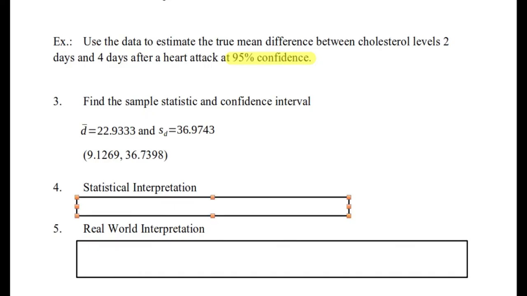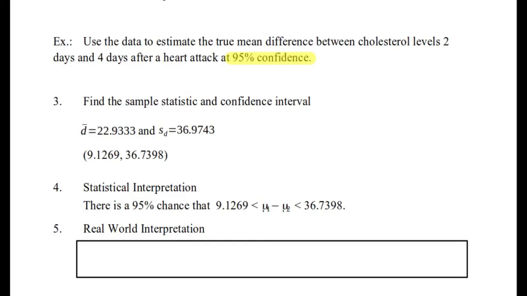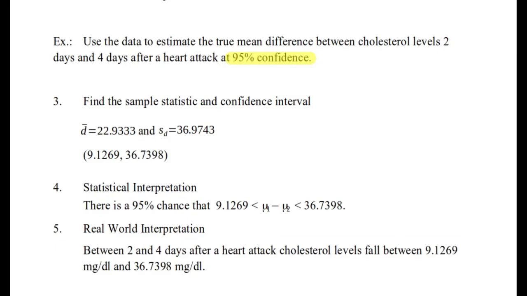So the statistical interpretation is that there is a 95% chance that the true difference in population means lies between 9.1269 and 36.7398. Now, because we have units, we can say this in a very clear way: between 2 and 4 days after a heart attack, cholesterol levels fall between 9.1269 milligrams per deciliter and 36.7398 milligrams per deciliter. And this concludes our look at 9.2, looking at paired samples of two means, both hypothesis tests and confidence intervals.